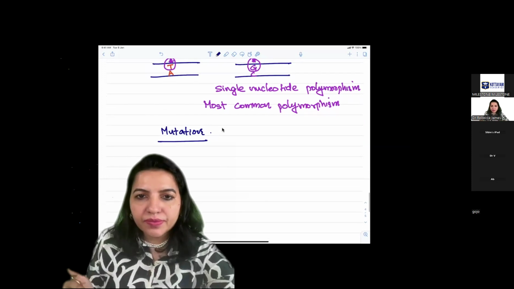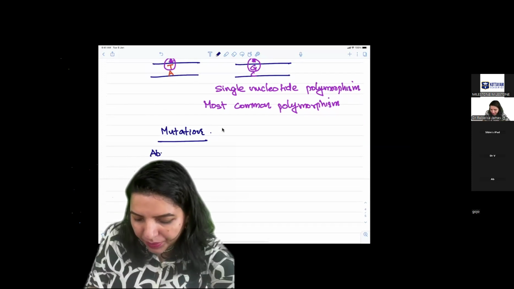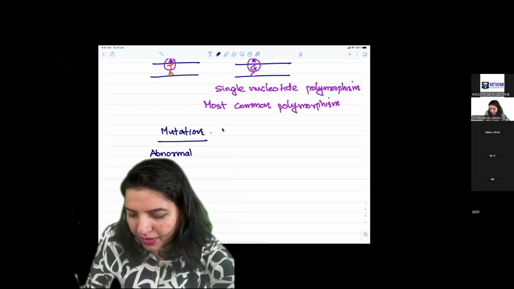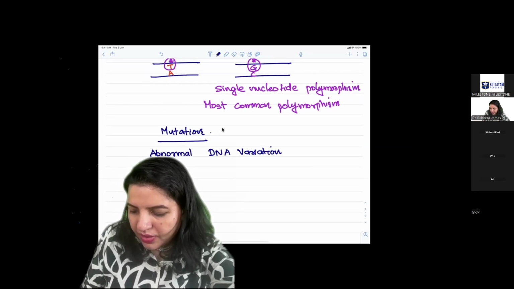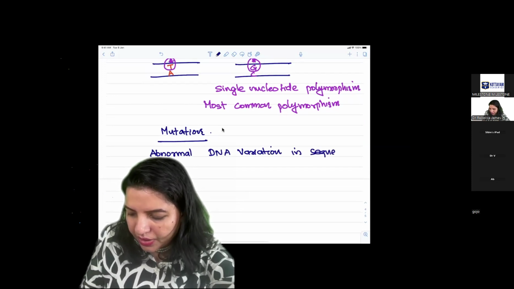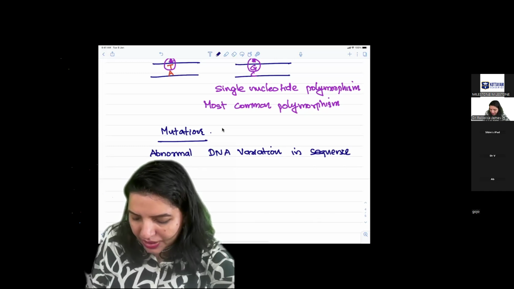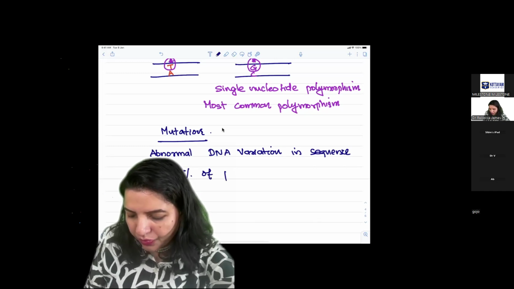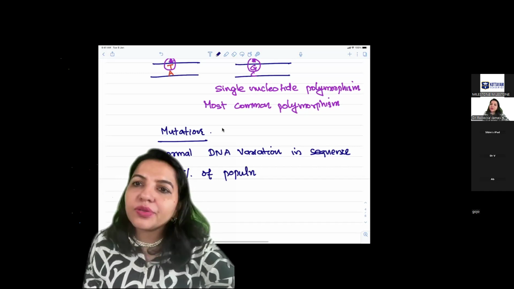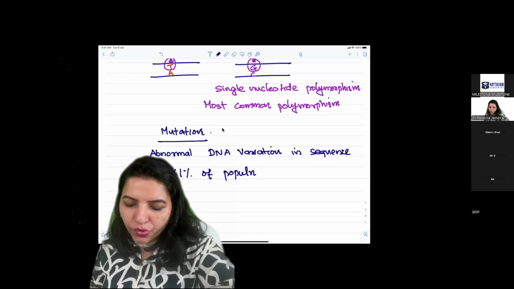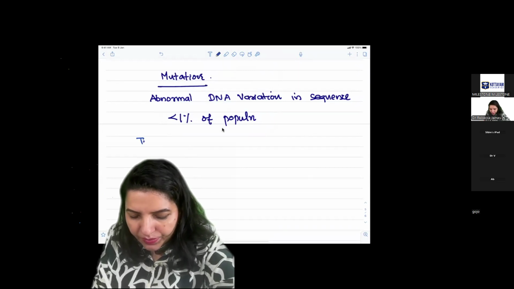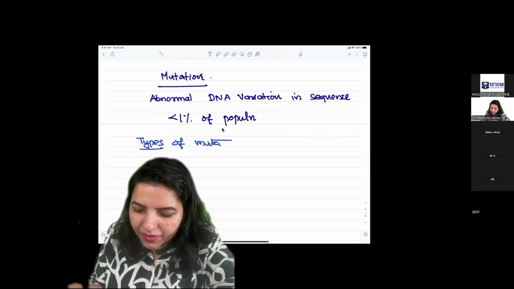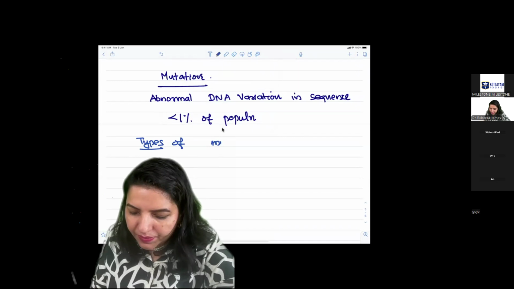Now what is mutation? Yes, they are abnormal DNA variations in the sequence. Abnormal variations in the sequence which are present in less than 1% of population. That is called mutation. Okay. Now I hope you know about mutation. Just tell me what are the different types of mutation?